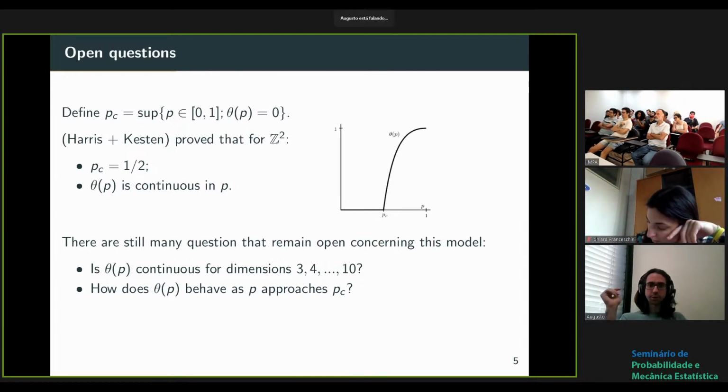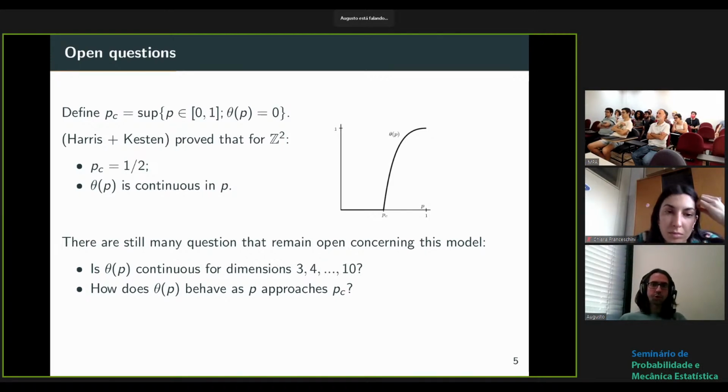There are still many, many questions, especially in dimensions 3 up to 10. We don't know if theta is continuous. It's not expected that the question is the same difficulty for all these dimensions. Dimensions 3, 4, and 5 are especially hard. Then 6 to 10 are expected to be somewhat easier, for reasons that escape the subject of the talk.